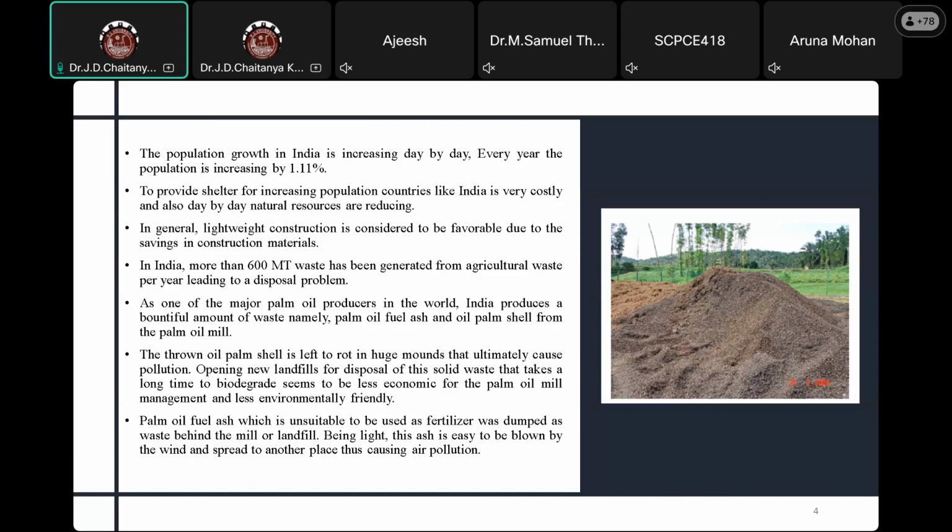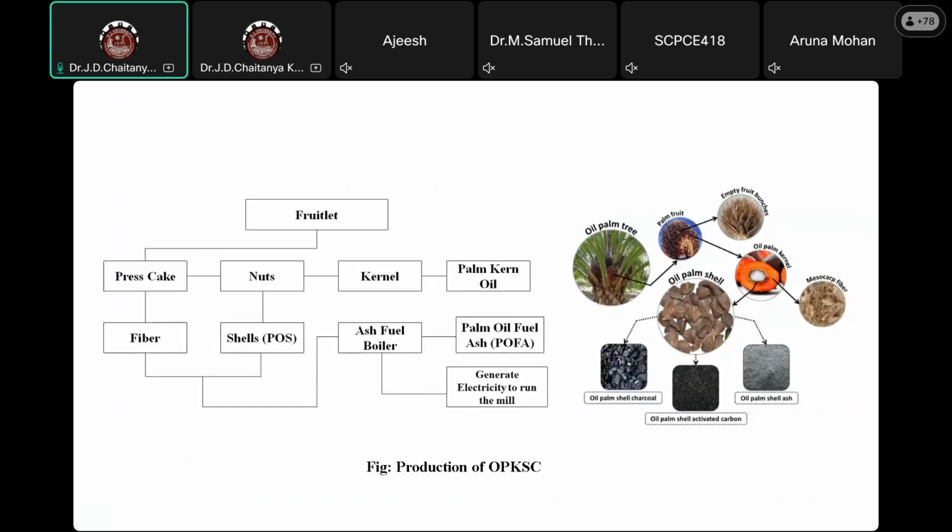To reduce all these pollution problems, like dumping the shell on barren or vacant land, which causes groundwater pollution and air pollution, we came to one solution: we can use this shell as a replacement. Cement will be replaced with palm oil fuel ash, and palm oil shell will be replaced for coarse aggregate. Some are also using it as a fine aggregate replacement. So how are palm oil shell and palm oil fuel ash produced?